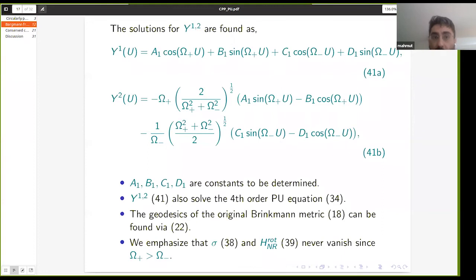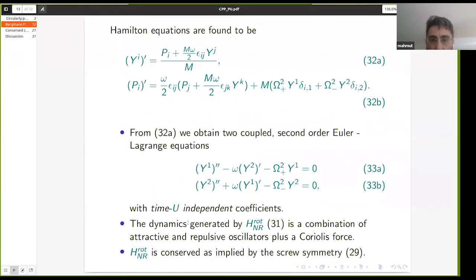Therefore, the solutions are very easy because it's a combination of one simple harmonic motion with omega plus and the other simple harmonic motion with omega minus. And you have 4 initial constants, right? To be determined from the initial conditions, say. And this is for y1, and y2 is automatic. And these are the solutions for the non-relativistic motion here.